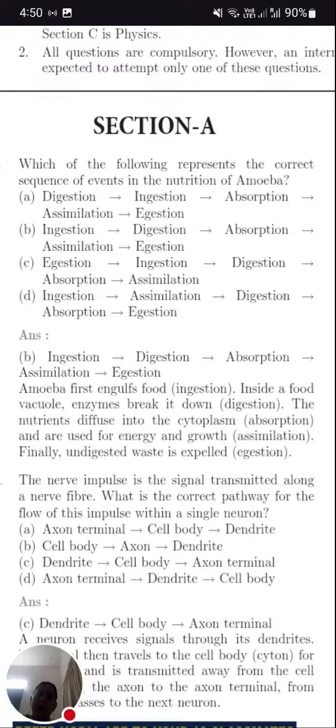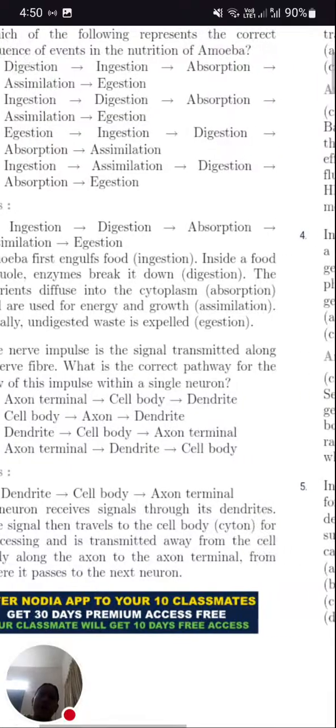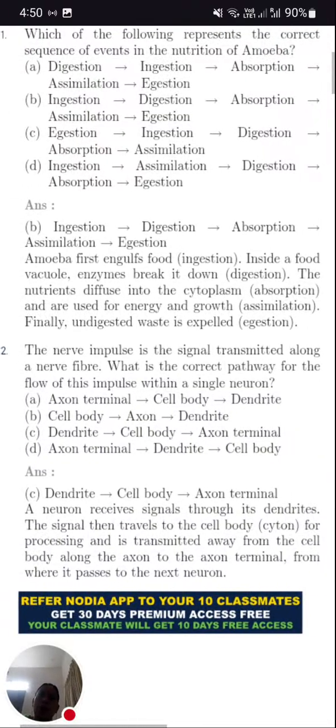Coming to the second question. The nerve impulse is a signal transmitted along a nerve fiber. What is the correct pathway for the flow of the impulse within a single neuron? If you recall the neuron structure, it has dendrites, which have root-like structures, outgrowths. So the first one will be dendrite. After dendrite, the options given are axon terminal, then cell body, dendrite, cell body.